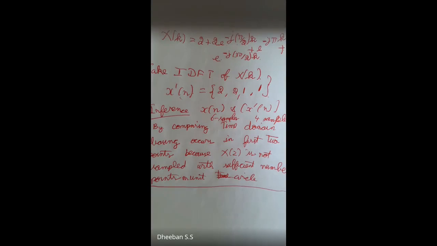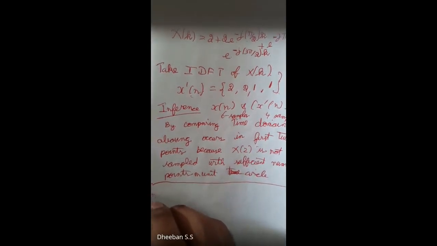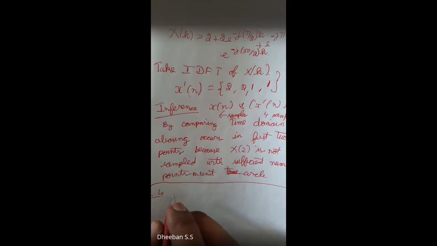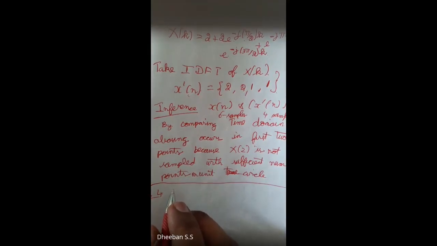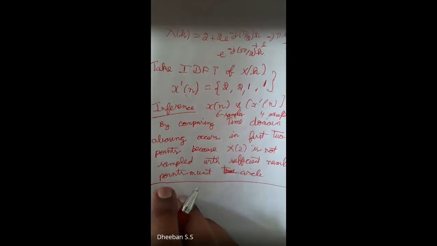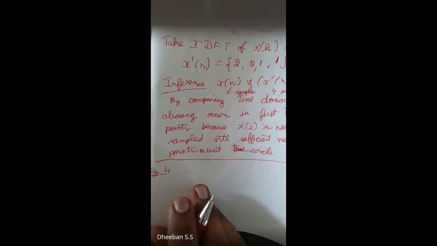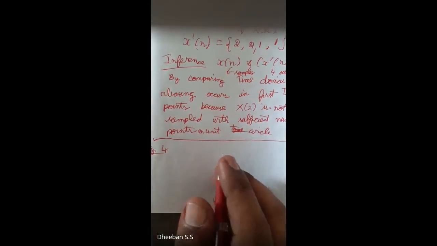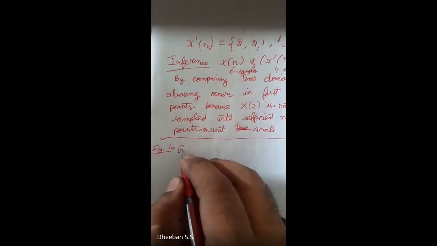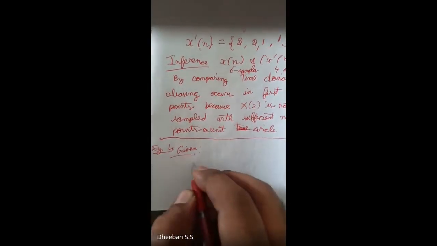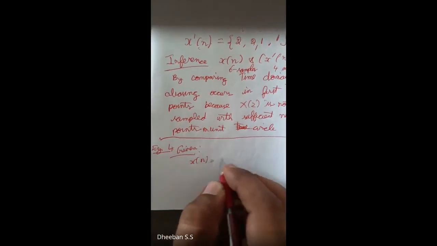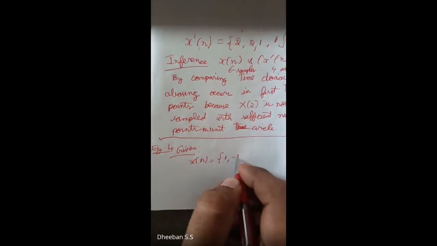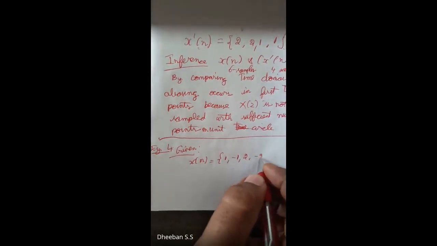The next is example number 4. Next is example number 4. The given x of n is equal to 1, comma, minus 1, comma, 2, comma, minus 2.